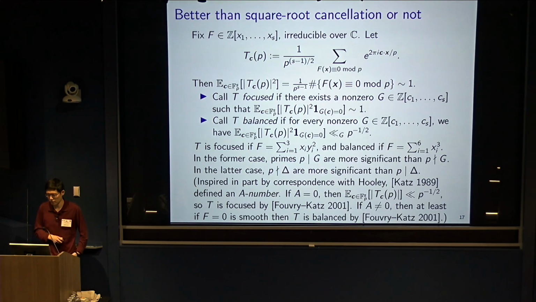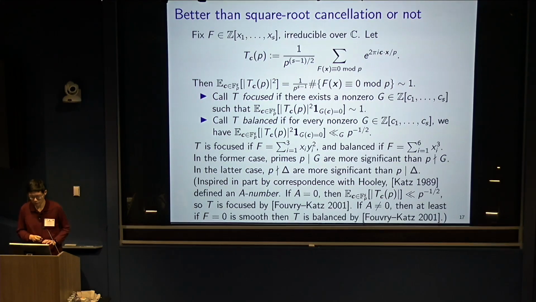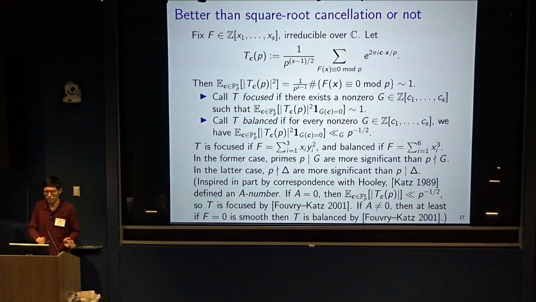On the other hand, in the classical sum of 6 cubes equals 0 case, that doesn't occur. It's more balanced. So when you put this in the circle method, what happens is that in the focused case, the singular primes turn out to be more important than the other primes, whereas in the balanced case, the primes that don't divide the discriminant turn out to be more important. And that's why L functions played a big role in the latter, but not the former.